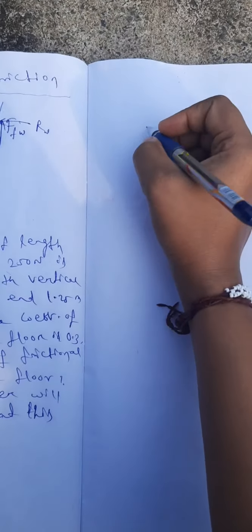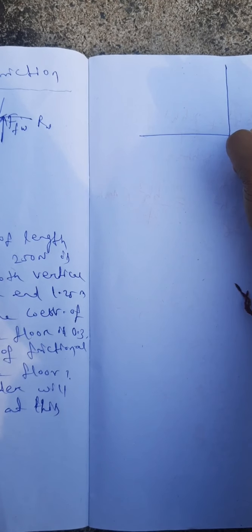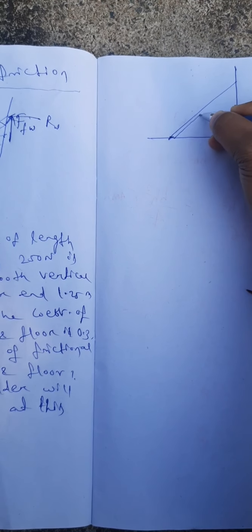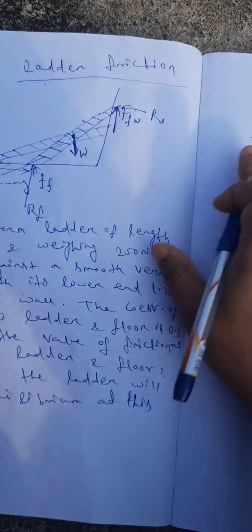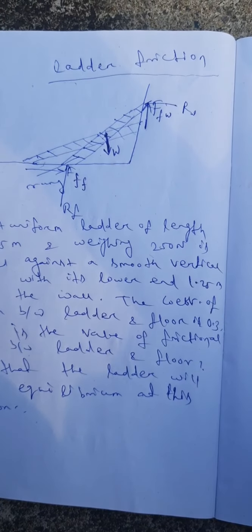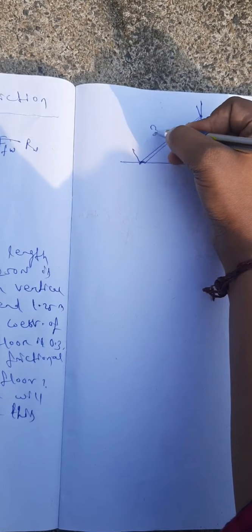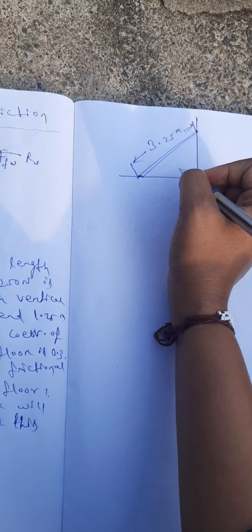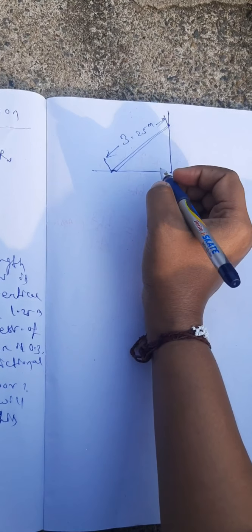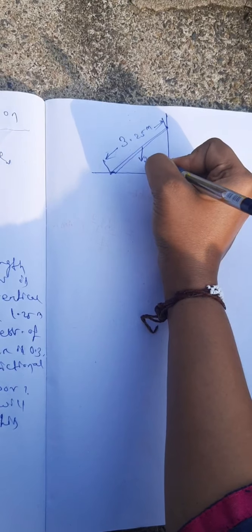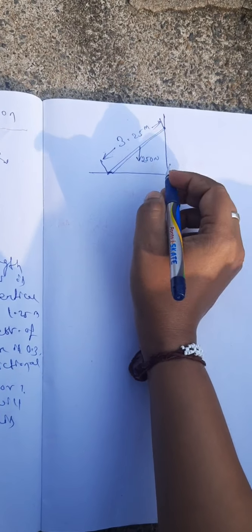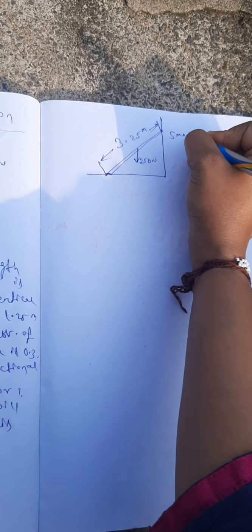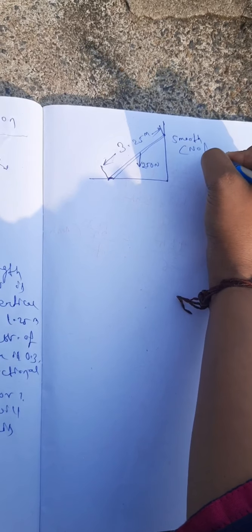So we'll first draw the diagram. Suppose a uniform ladder, its length is 3.25 meter. So this length is 3.25 meter, and it is given that its weight is 250 Newton, placed against a smooth vertical wall. This wall is smooth, so no frictional force.